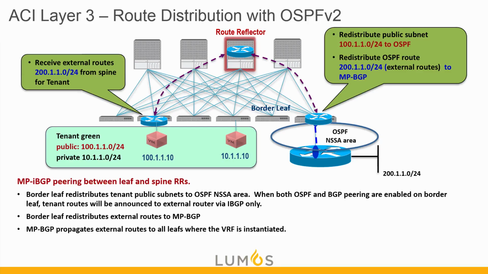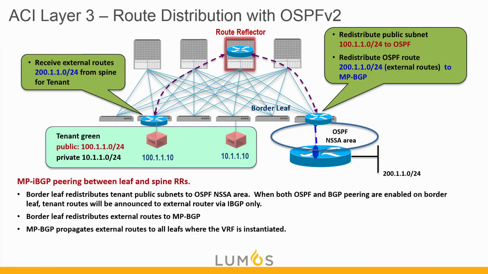We'll also learn about the 200.110/24 and the essentially router that is the leaf node. We'll redistribute that from OSPF into MPBGP, send it to the route reflector, which will send that down to any other leaf switch that has that VRF, and will receive and insert that route.